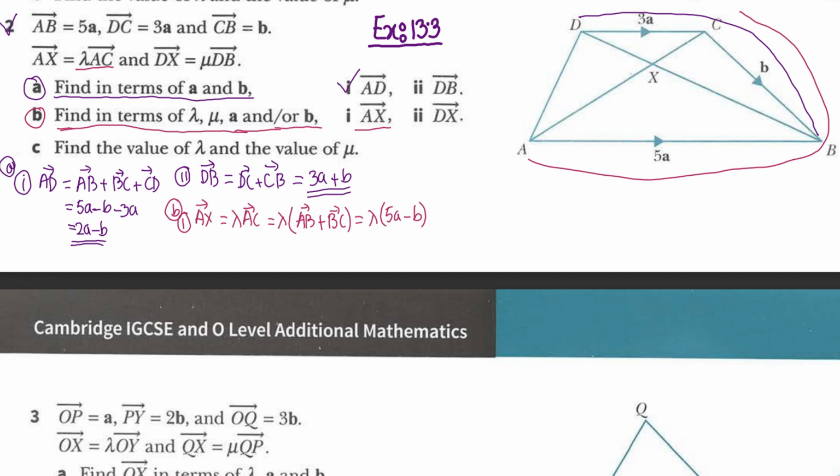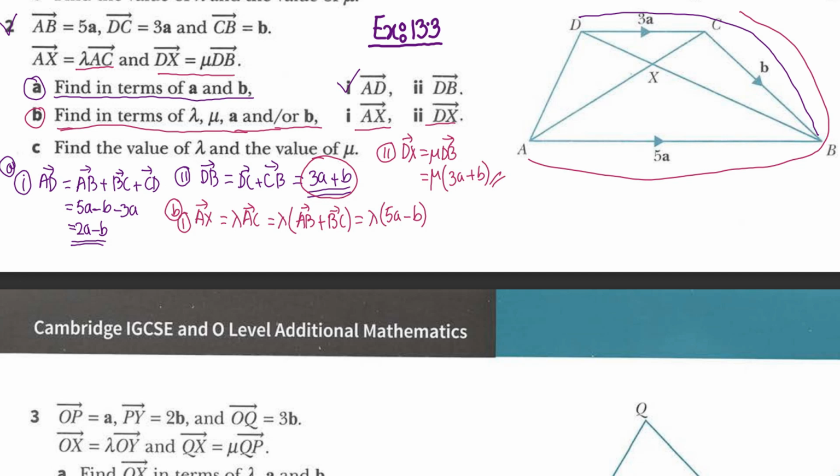Now let me move to part 2. Here it is written DX. In this question we are finding DX, and DX is provided here as mu DB. Let me write mu DB. Now see the vector. What is the DB position? We already have the vector DB, we got the answer of DB. This is 3a plus b. We are going to use that one, 3a plus b, and this is our answer of that part.